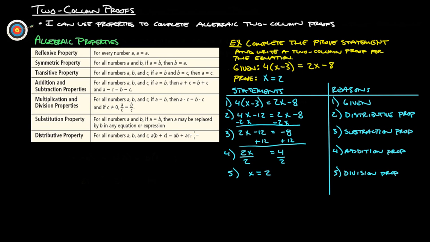Okay, that's really all there is to algebraic 2-column proofs. So if you have any further questions at all on this, please feel free to ask in class.